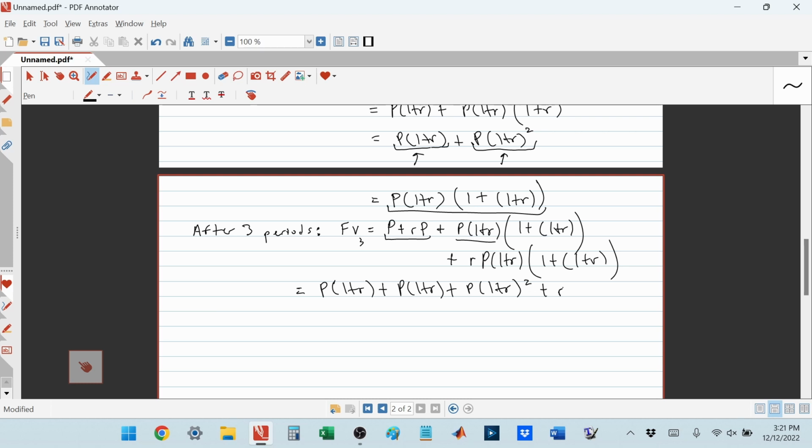Plus r times P times (1 + r) multiplied by 1 is itself. And then finally plus r times P times (1 + r) times (1 + r), which is r times P times (1 + r) squared. And then let's see if we can simplify this. So I expanded it all the way out. Now let's simplify it.